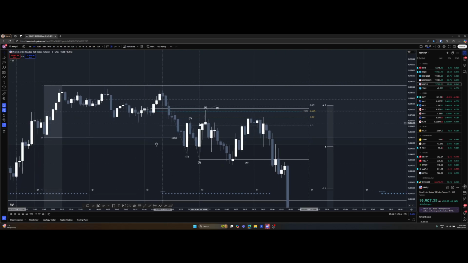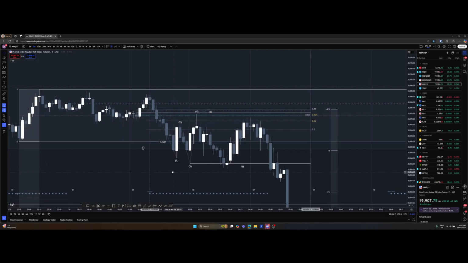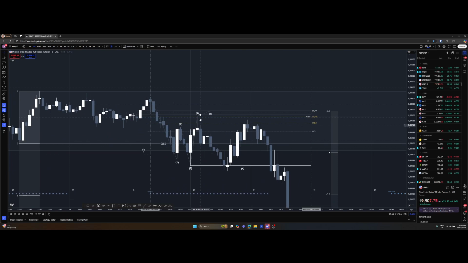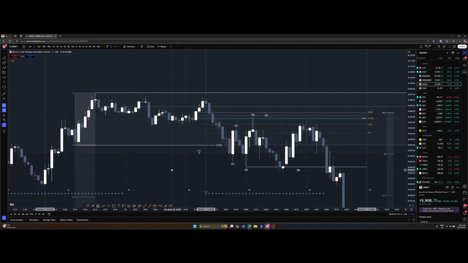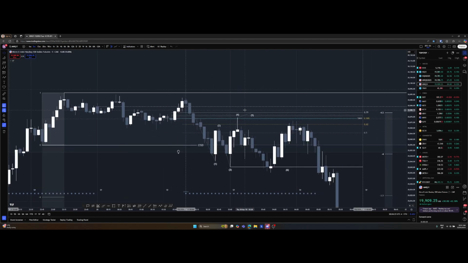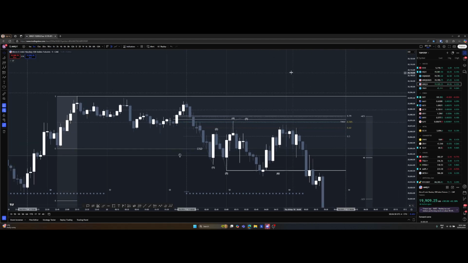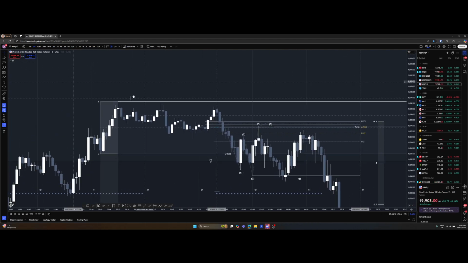So London, this is a little bit annoying to sit through here. It chopped around a little bit. You know, if we have our replay tool on and we're back to here, you're like, is it going to break? The idea though is trusting these zones.